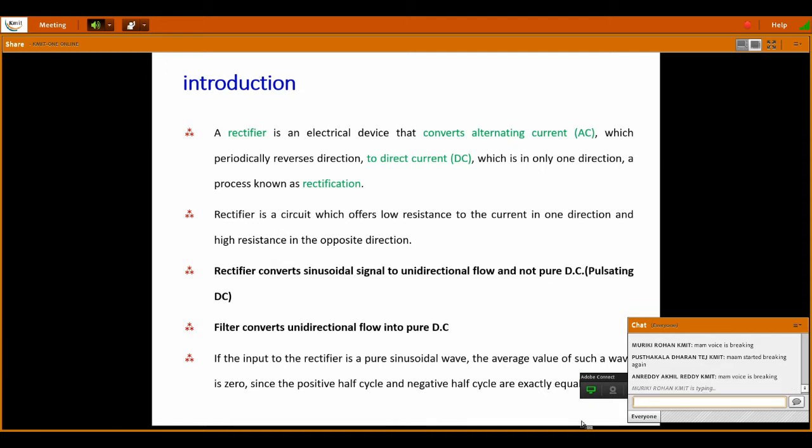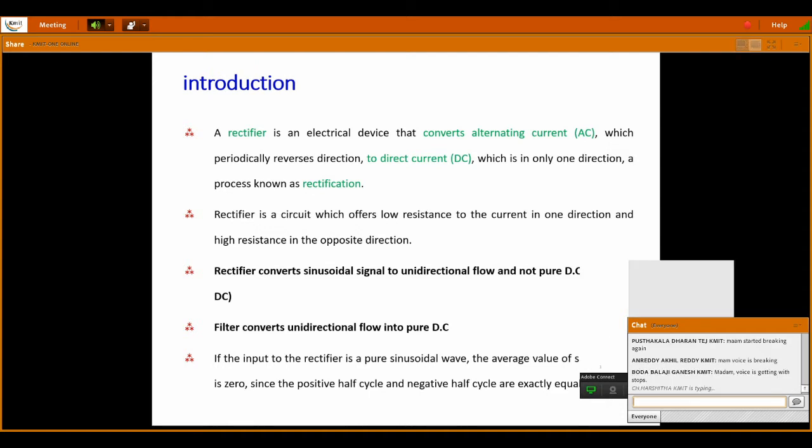To get pure DC, we need to use a filter. It is written here: a filter converts unidirectional flow into pure DC. Now also it is breaking, ma. Is it not clear now also?